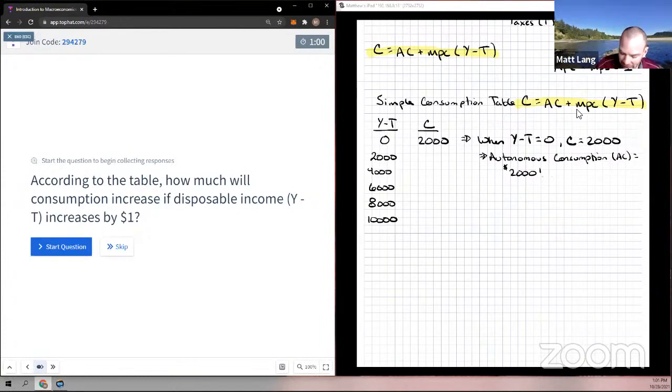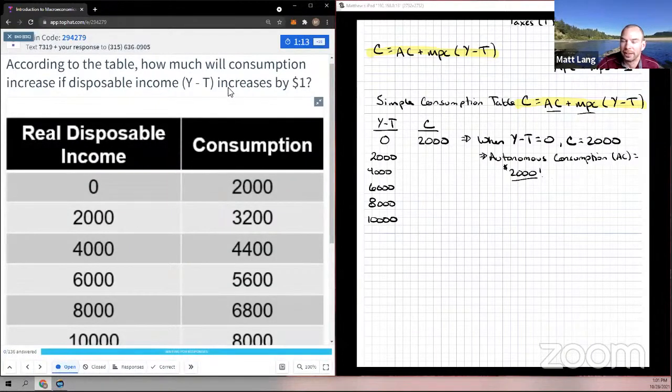So we've already got our autonomous consumption, right? That's right here. Now we need this, right? Let's figure this out. Let's see if we can do this. So again, tougher question because we haven't talked about it, but I think you guys can do this.